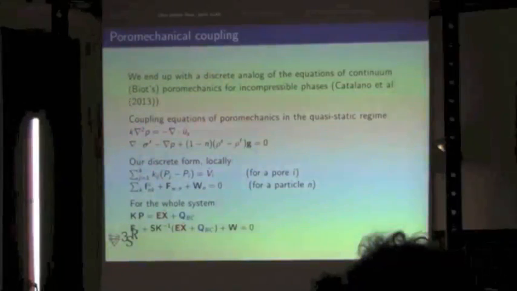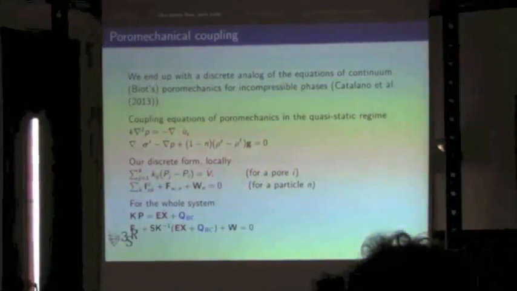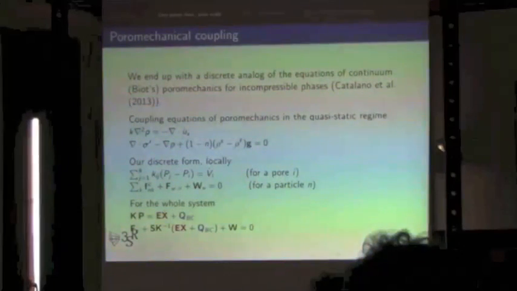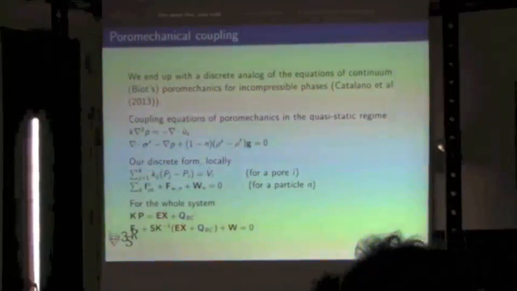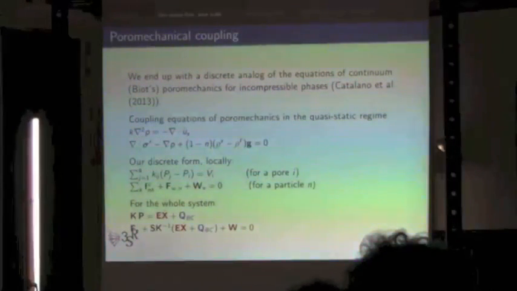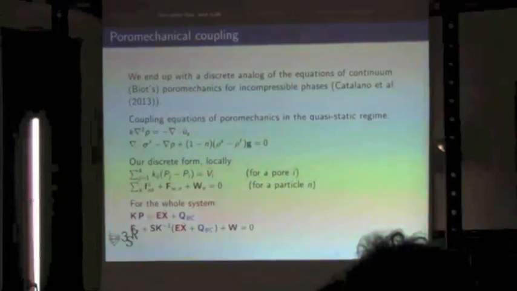Equivalent to this equation. Here you have the sum of contact forces, drag forces, weight. Here you have the gradient of effective stress, the gradient of pressure, weight. So it is exactly the same. In fact, if you take biporoelasticity and write it down using the finite element method, for instance, you will end up with a linear system of equations exactly the same as the one I'm solving.